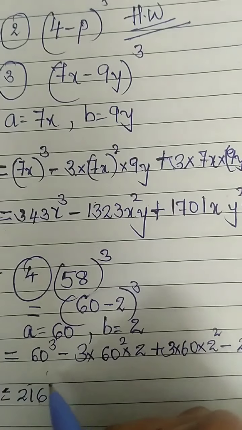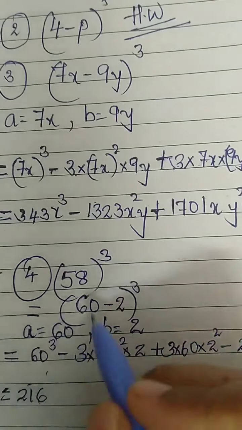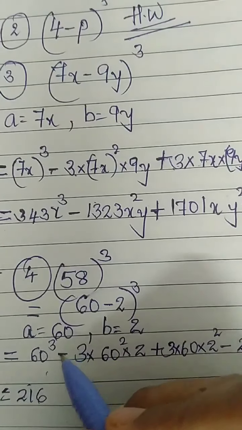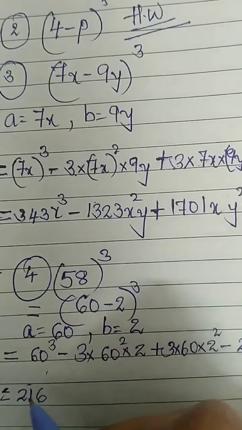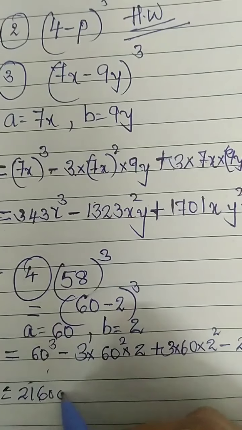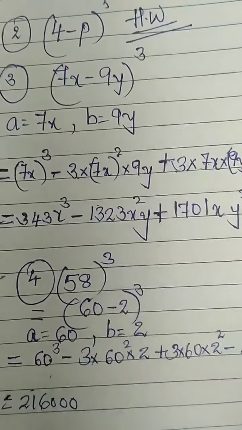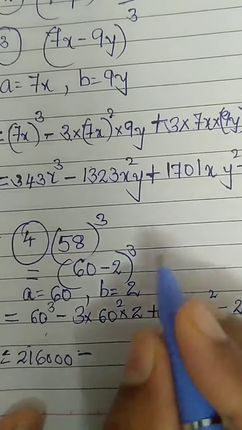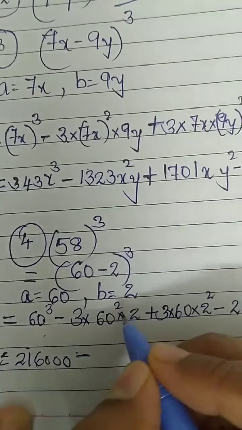Okay, some children write cube here. Then you will have to take the cube of 216. Don't make that mistake. 60 into 60 into 60 is 6 into 6 into 6, which is 216. Now you have to put 3 zeros because it is cube. 3 zeros. Now minus, go slow, 60 square.